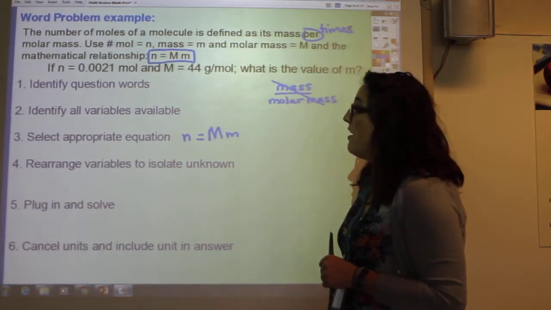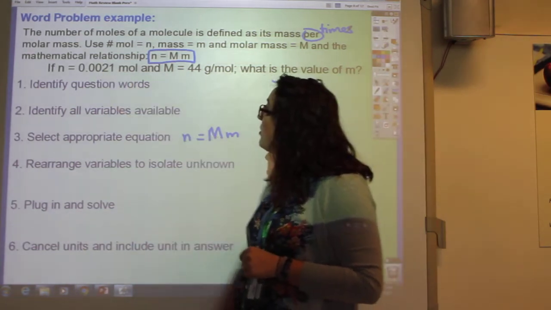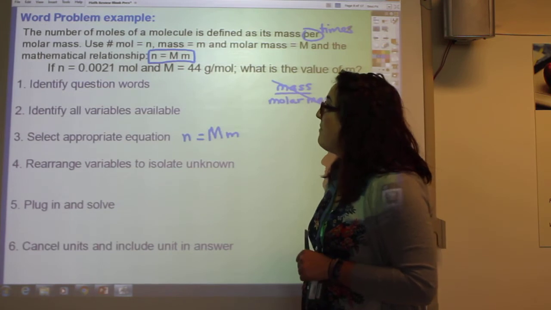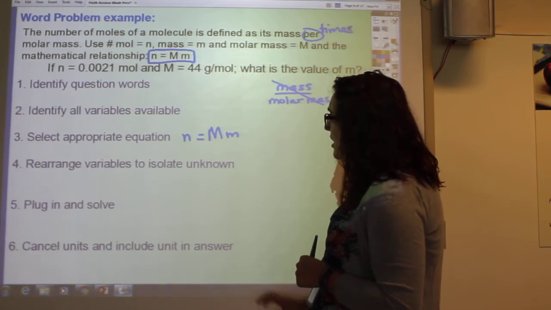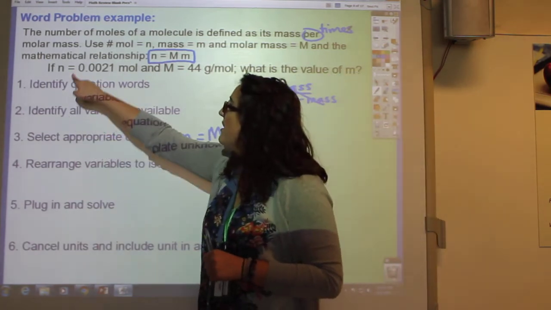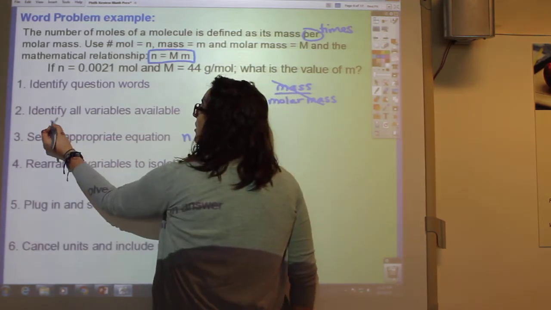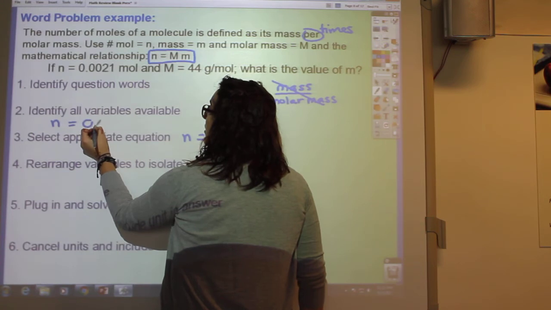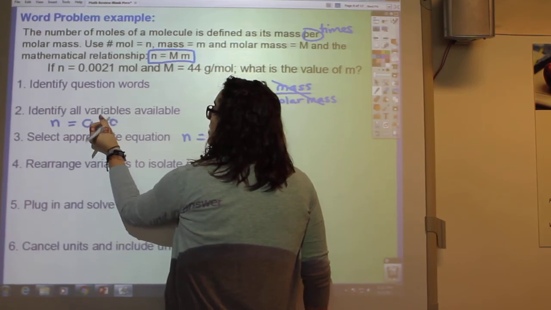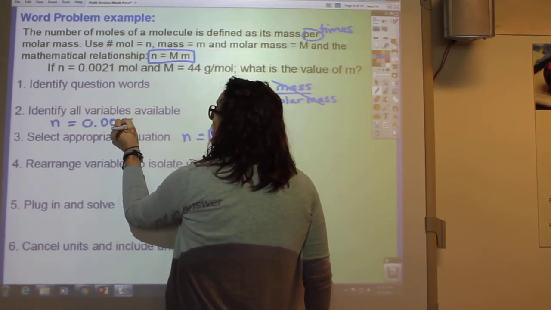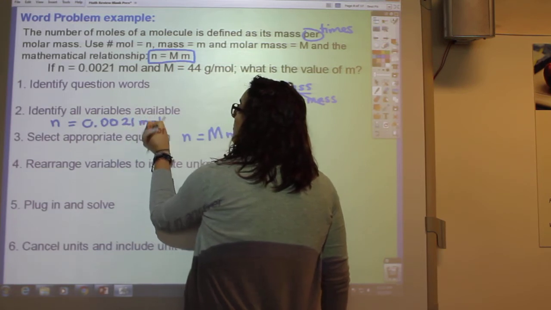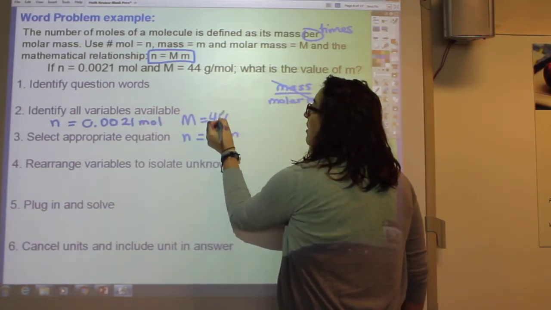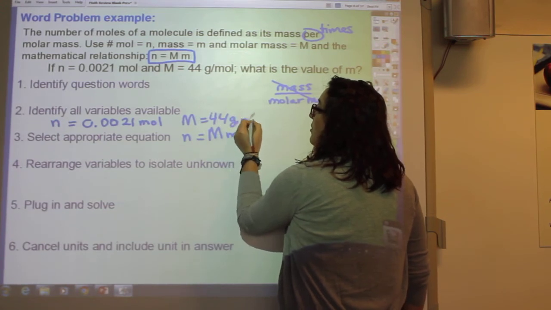Now, it gives us a value for the number of moles, and it gives us a value for the molar mass, capital M. So it already identified our variables, so we know that N is 0.0021 mole, and capital M is 44 grams per mole.